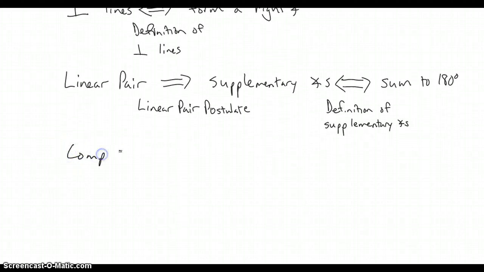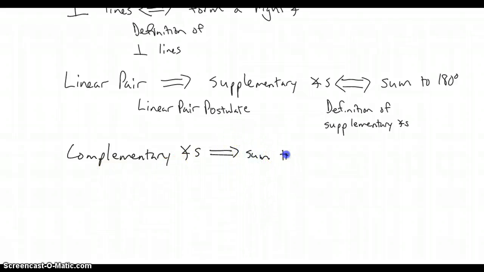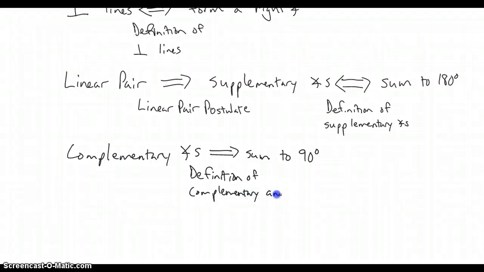We can follow that same logic for complementary angles. If two angles are complementary, then their measures sum to 90 degrees. And if two angles sum to 90 degrees, then they are complementary. That is the definition of complementary angles. And since this is a definition, the inference can go both ways. We can start here and conclude this, or we can start here and conclude this.